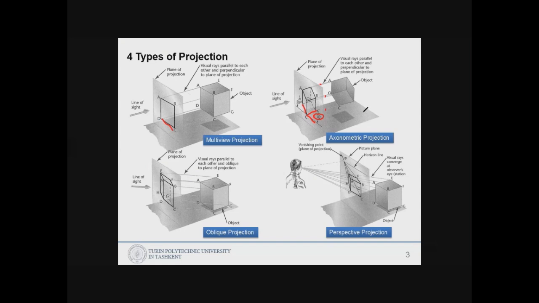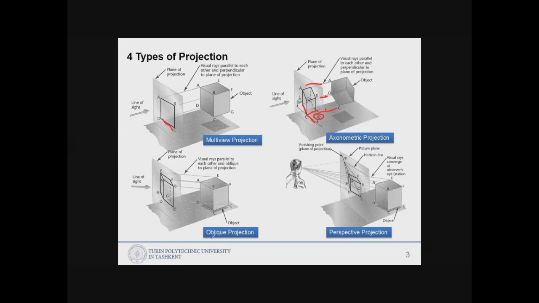So we are looking that way, but still the rays, the visual rays, we are looking in between. The rays are parallel. So everything is parallel here. So that is axonometric projection.